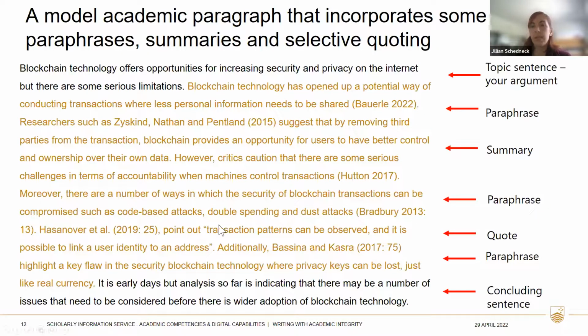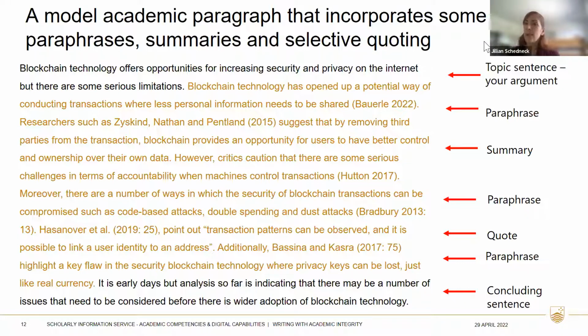Okay, so now we've got this model paragraph. Hopefully everyone can see that in the room. That's a little bit far away, but I'll read out and go through it sentence by sentence. So this is one from business about blockchain technology. And so we'll talk about what's good about this paragraph. It's a model paragraph, but we can also talk about where they could do a little bit more to show their voice, perhaps. So we've got: blockchain technology offers opportunities for increasing security and privacy on the internet, but there are some serious limitations.